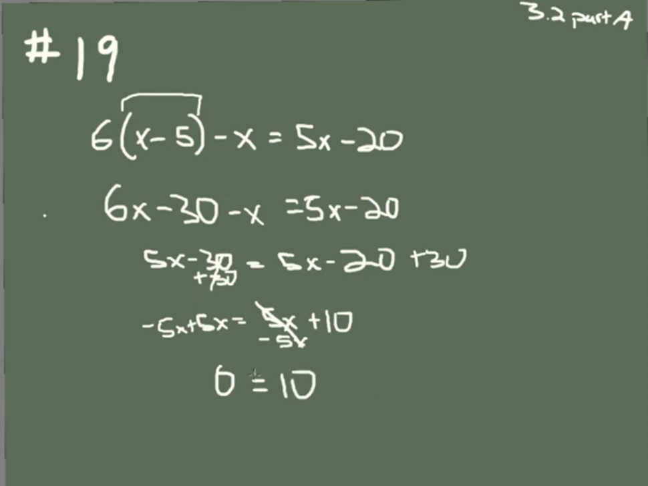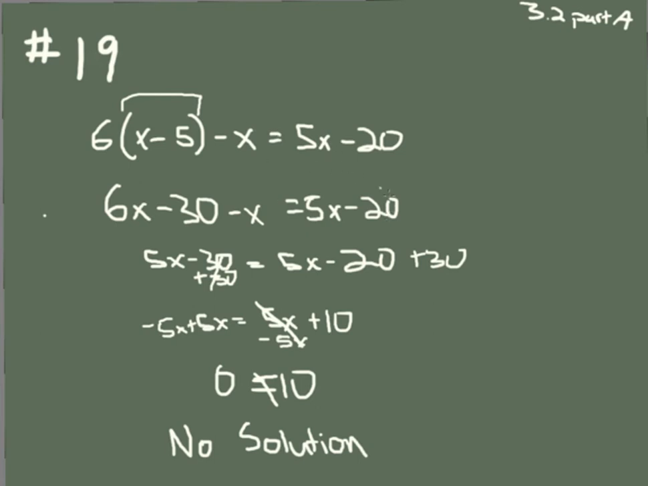Well, that is not a correct statement. 0 cannot ever equal 10. It doesn't matter what universe you're in. 0 is never going to equal 10. So that's when we say we have no solution. This is a non-true statement. So what does no solution mean? It means there is no number that we could plug into x that would make this statement true.